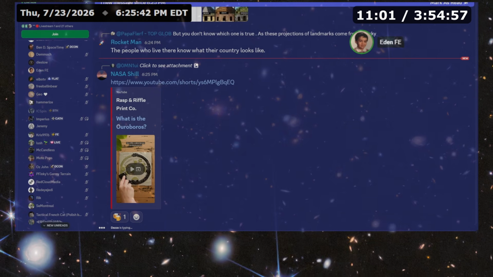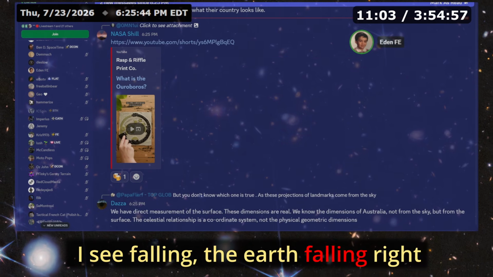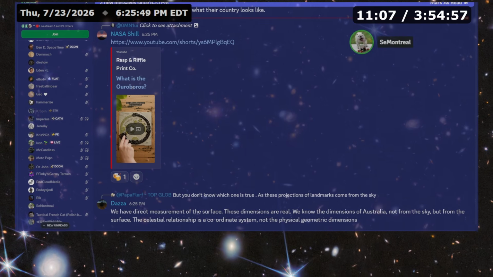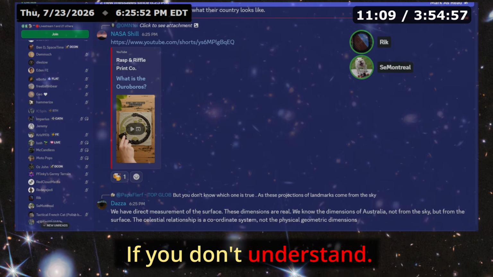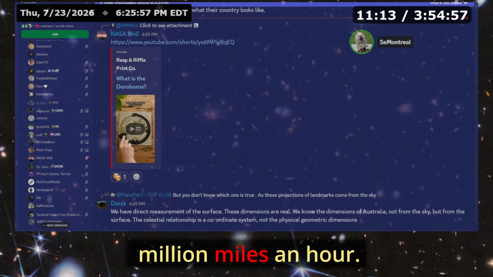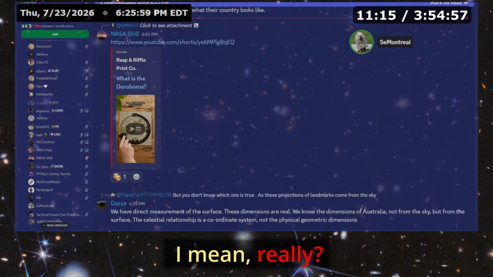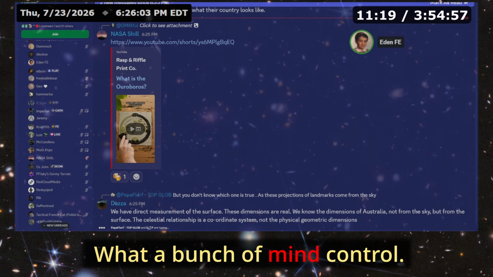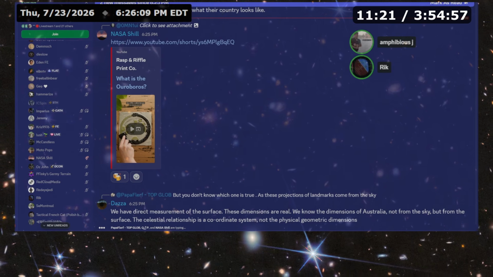It is absurd. I see the Earth falling right now, 30 seconds a kilometer. That's pretty absurd. That's right. Yep. Only if you don't understand. Constantly falling while traveling at 1.5 million miles an hour, and they laugh at us. I mean, really, come on. They can't measure it. They can't feel it. What a bunch of mind control. They can measure it. Yeah, it's measured.